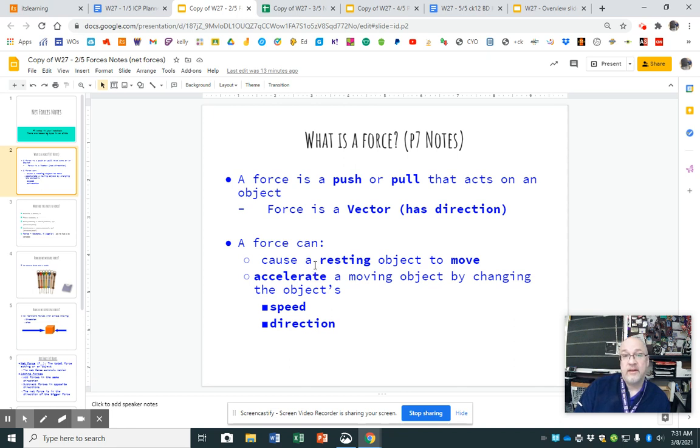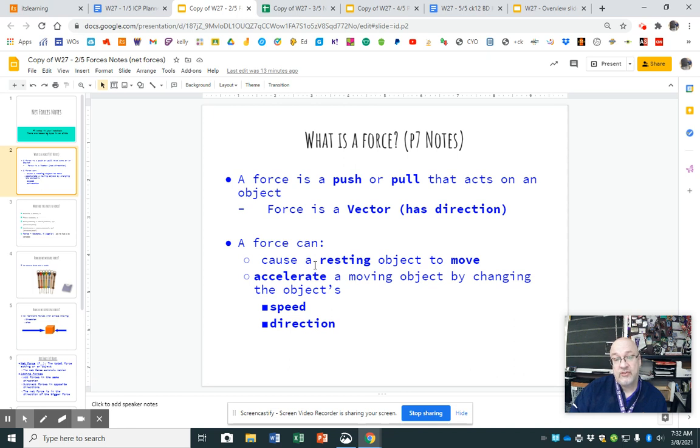Forces can cause resting things to move or cause moving things to rest. So in the absence of any forces, if something is moving, it'll just keep moving. Think about the movies like Apollo 13 or whatever the one was that Matt Damon was on Mars on. I forget what that one's called. But think about the movies in space. If you just let something go, it just sits there. Or if it's moving, it just keeps moving because there are no forces acting on it until it hits something.